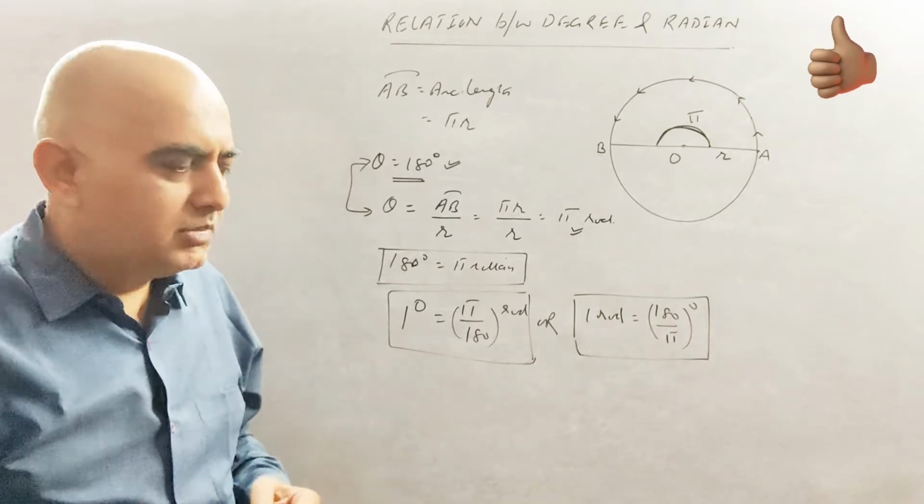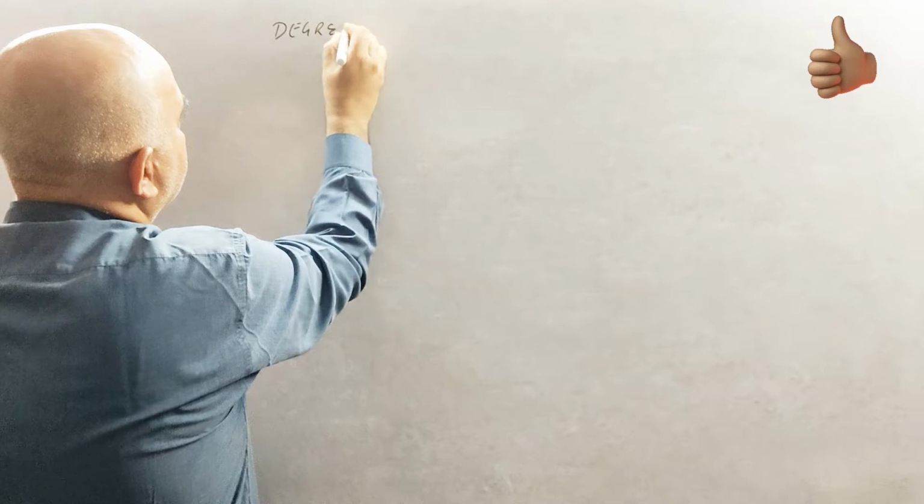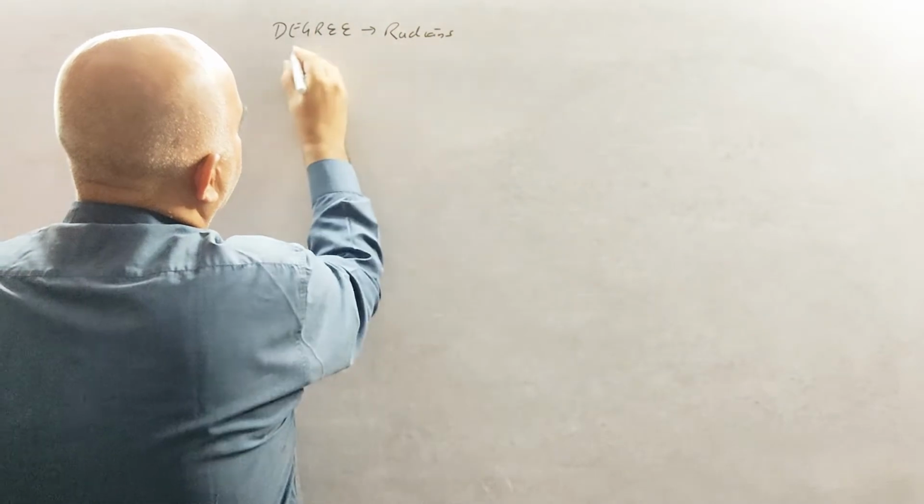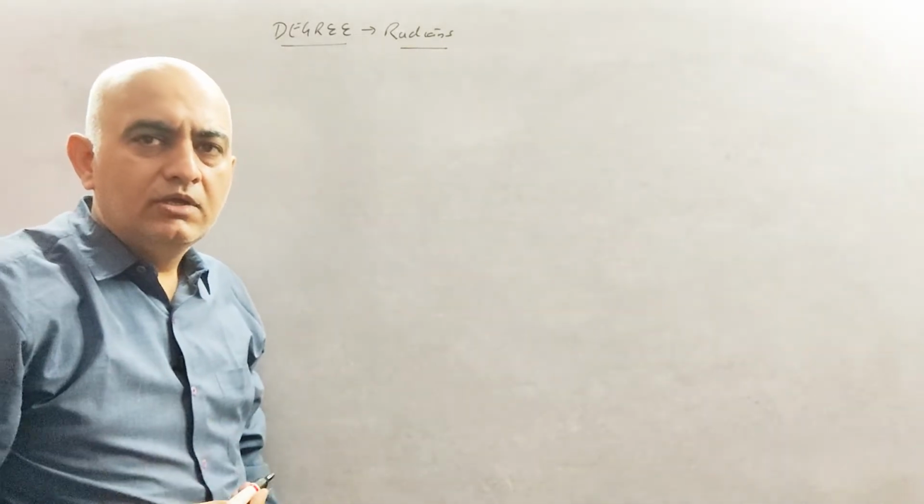How can we convert them? We have to see the conversion of degrees into radians. How can we convert the degree measure into the radian?